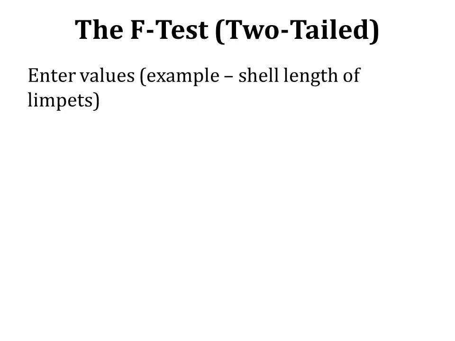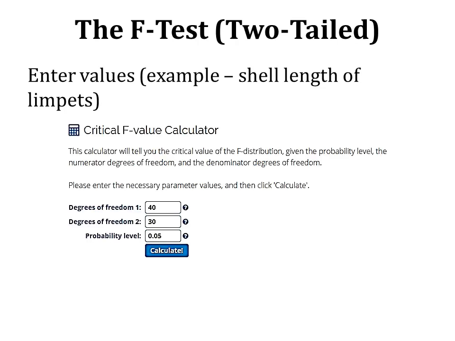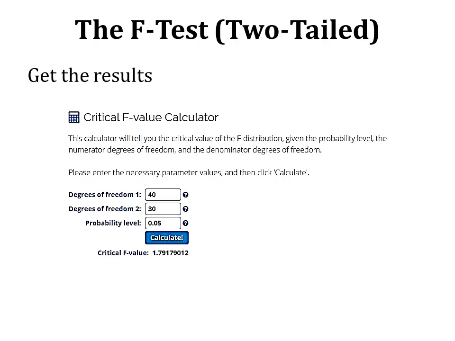And now we are entering the values from the example that we studied, the example of the shell length of limpets. So what was our V1 in that example? V1 was 40, and what was our V2? V2 was 30, and the probability level against which we checked was 0.05. So when we enter these values, we get 1.79, and you can see that this is exactly the same value that we got from the F distribution table, right? So this is the value that we obtained.